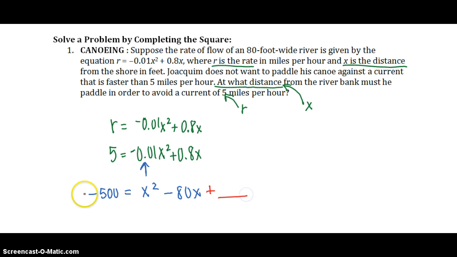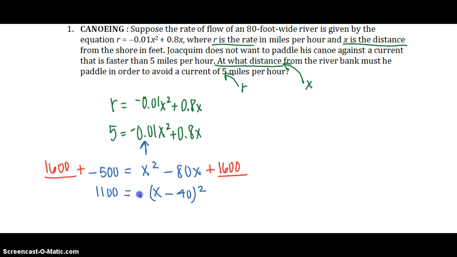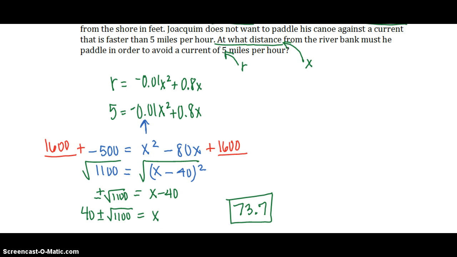Now I'm ready to complete the square, taking half of negative 80, which is 40, and squaring it. And so we'll add 1600 to both sides. For the sake of time, I'm kind of working ahead of you. Now we're ready to take the square root of both. And beware that you can't have a negative distance. So we'll choose the positive answer, 73.7.